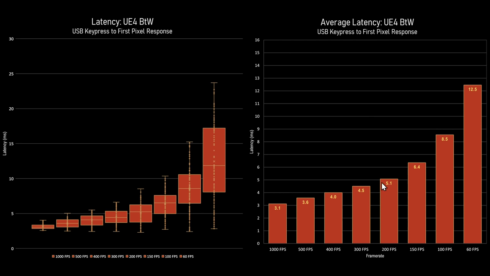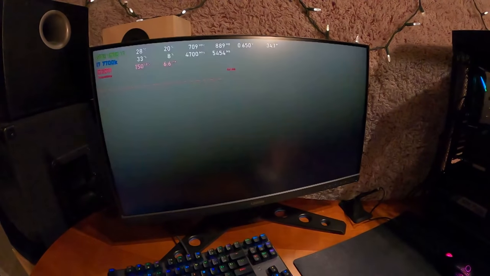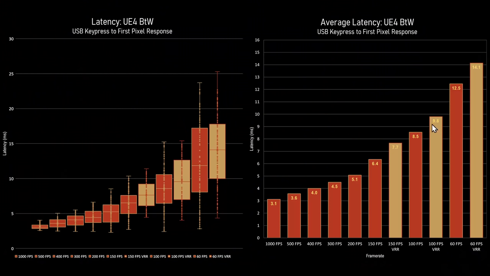One thing you may be wondering is how much turning on adaptive sync hurts latency. Since the Y27Q20 is a 165Hz monitor, I went back and took the same measurements at 150fps, 100fps, and 60fps with VRR enabled, and I'll put those on the chart now. At 150fps, enabling adaptive sync increases average latency from 6.4 to 7.7 milliseconds, and that happens mostly because now we have a higher lag floor. That makes sense. With VRR, we no longer get partial frames. The same holds at 100fps and 60fps as well.